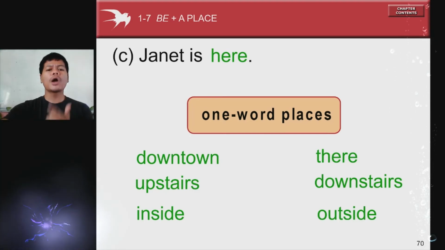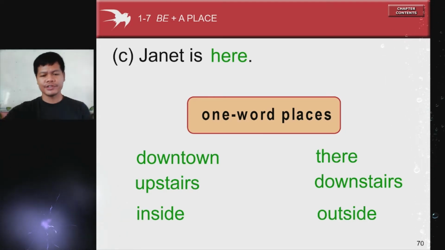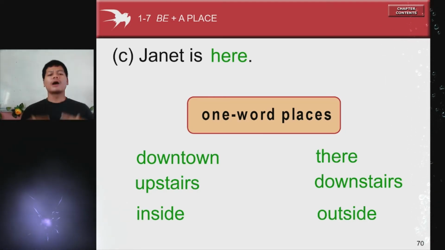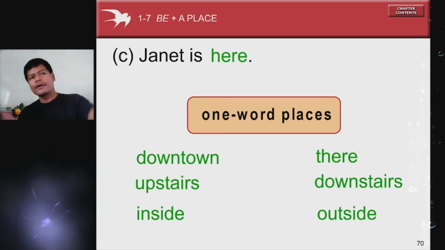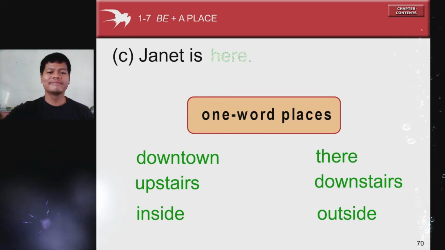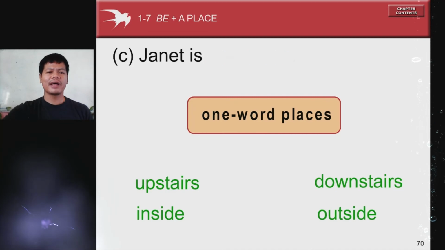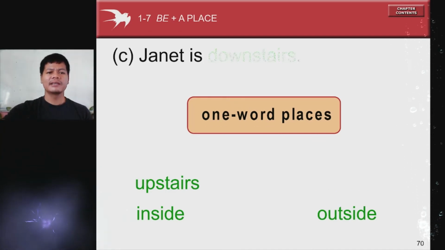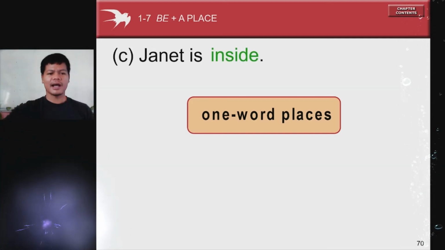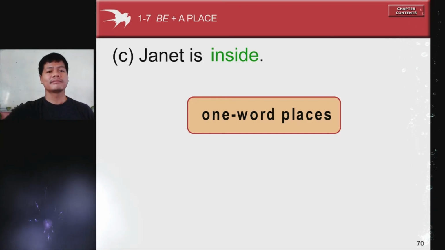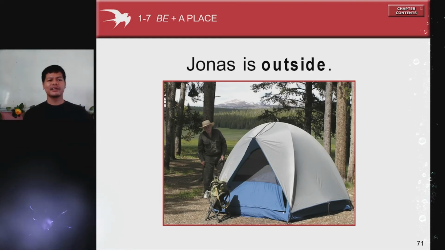Janet is here. One word places: downtown, there, upstairs, downstairs, inside, outside. Inside, outside, upstairs, downstairs, downtown, there. Okay, there. Can you understand? Janet is there. Janet is downtown. Janet is upstairs. Janet is outside. Janet is inside. One word, please. Okay? You can use many words. Perfect. Janet is outside. Okay, outside, you know outside.